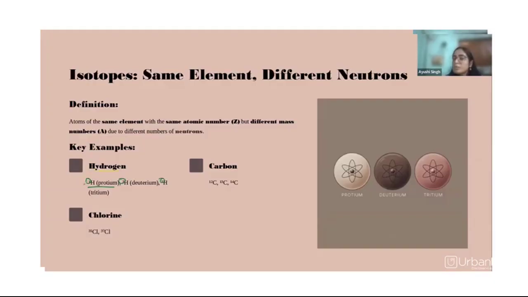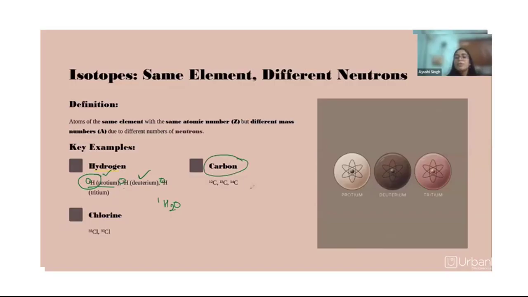The water which we use has hydrogen with mass 1 only, called protium, and that is what makes water. Hydrogen with mass 2 is deuterium, and the third one is tritium. If we make water with these, it becomes heavy water. So this is the example.